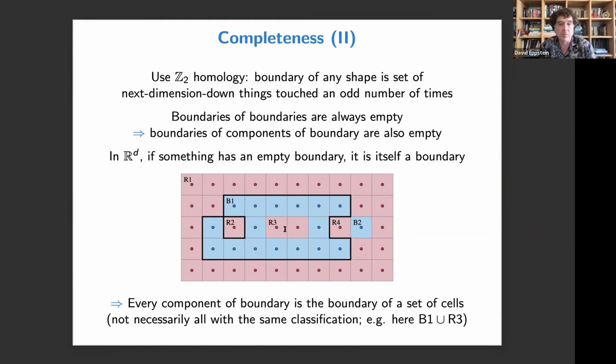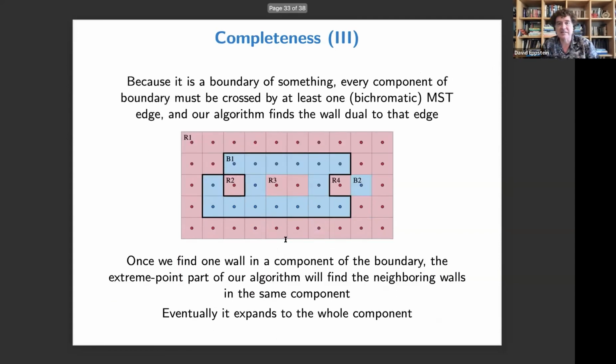We defined it as a component of boundary of a decision region, this blue region B1, and it is that, but it's also itself a boundary of something. It is the boundary of B1 union R3. That is a subset of cells that doesn't make sense for classification purposes, but it does make sense to show that this component of boundaries is a boundary of a set of cells.